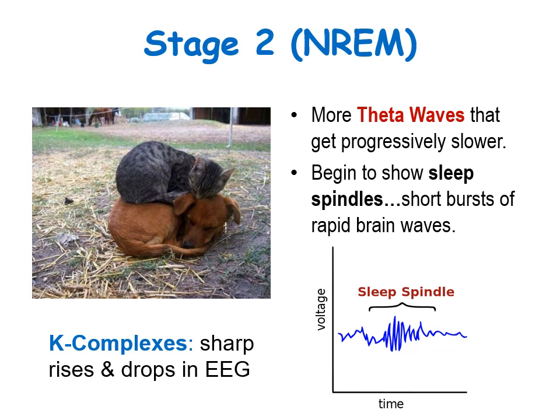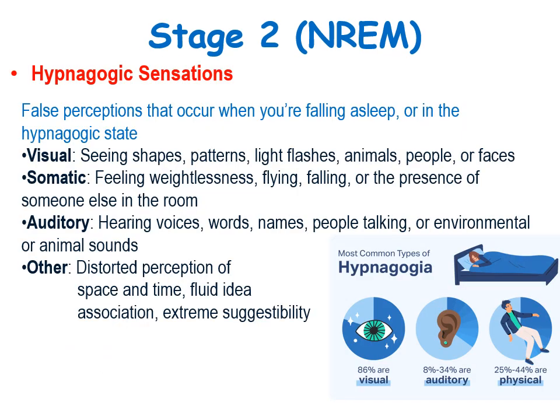And we call these K complexes, the sharp rise and drop that you see on an EEG. Now, also during stage two, you get hypnagogic sensations. What are those? Those are kind of like hallucinations. They are false perceptions. They occur as you're starting to fall asleep or you're in this hypnagogic state of stage two. They could be visual. You could see lights flashing. You can see faces or people, maybe like ghost-like figures.